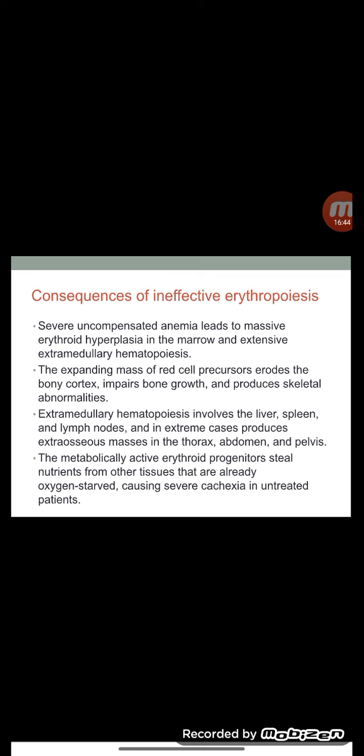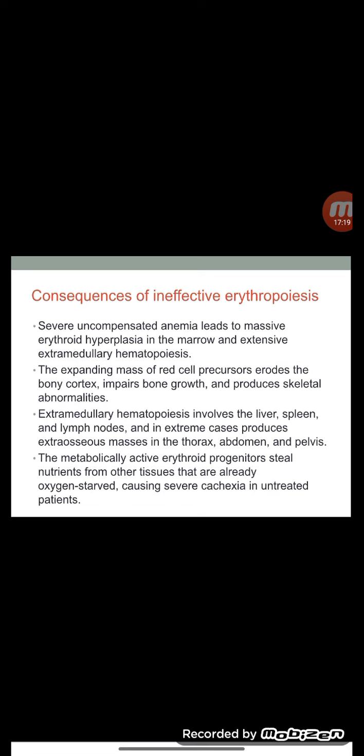So, severe uncompensated anemia leads to massive erythroid hyperplasia in the marrow and excessive extramedullary hematopoiesis. The expanding mass of red cell precursors erodes the bony cortex, impairs bone growth, and produces skeletal abnormalities. Extramedullary hematopoiesis involves the liver, spleen, and lymph nodes, and in extreme cases produces extraosseous masses in thorax, abdomen, and pelvis, and sometimes even in lymph nodes in far off places like cervical lymph nodes.